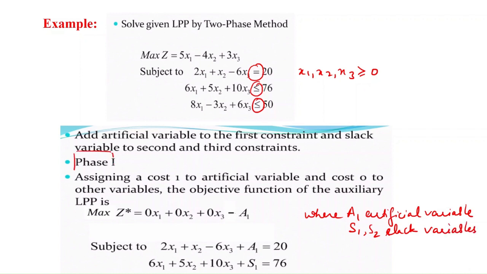The most important part in phase 1 is that we'll be defining the auxiliary LPP with the objective function. So we are defining the new objective function as maximize z star, where the cost of the decision variables x1, x2, x3 is 0, and we are assigning a cost of -1 to the artificial variable and 0 cost to the other variables, so 0 cost to S1 and S2 as well, where all the decision variables and A1, S1 and S2 are greater than equal to 0. So this is our auxiliary LPP. How could we solve it? We'll be applying the same simplex method.